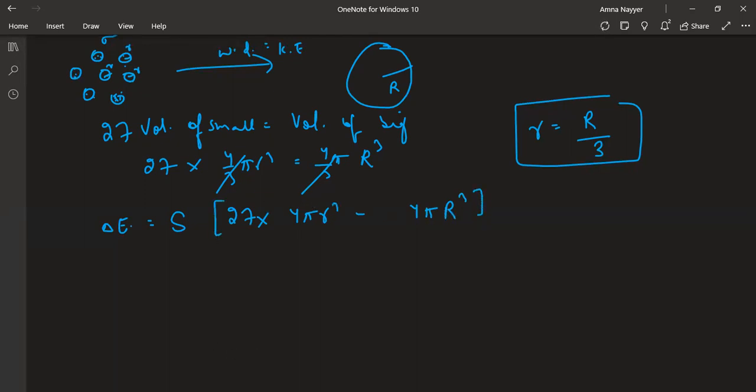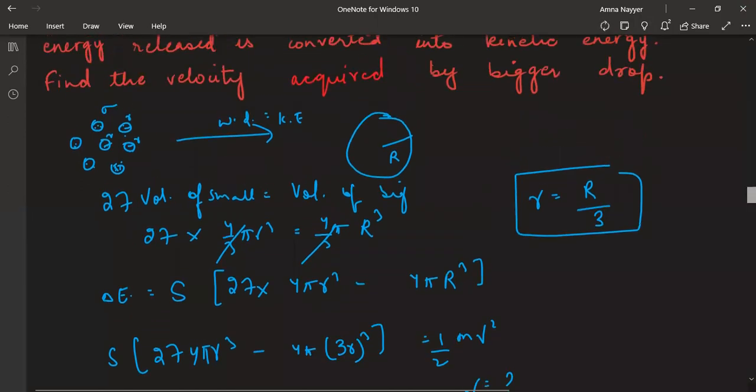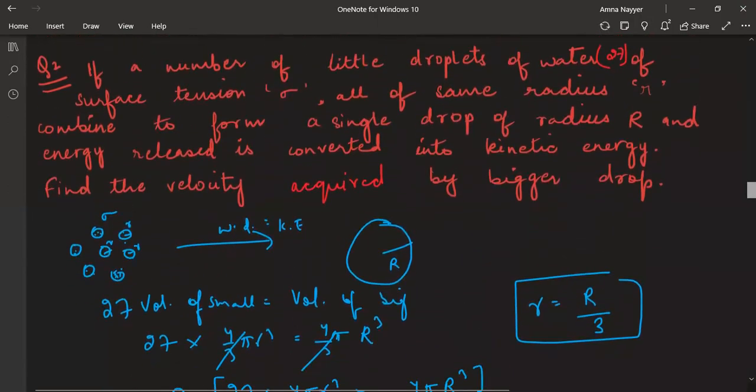This is energy. Now just equate it with kinetic energy. S into 27, 4 by 3 pi R cube minus 4 by 3 pi. Make capital R as small 3r whole cube. This is total energy. Equate it with half mv square. Whatever velocity's value you get from here, that will be the answer. Note down the question. Tell me what is the value of velocity that is coming for each of you.